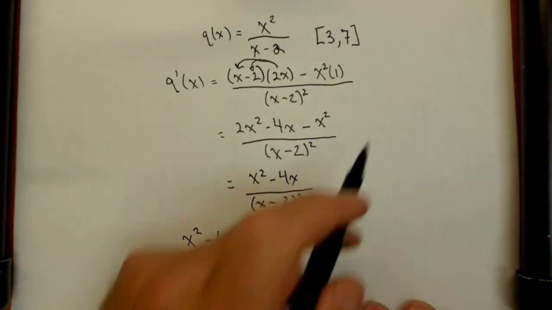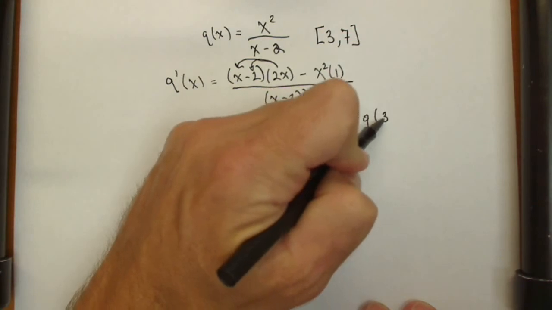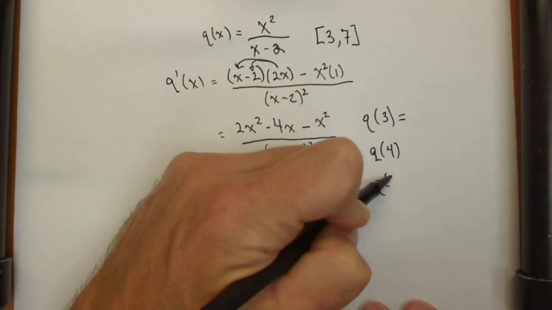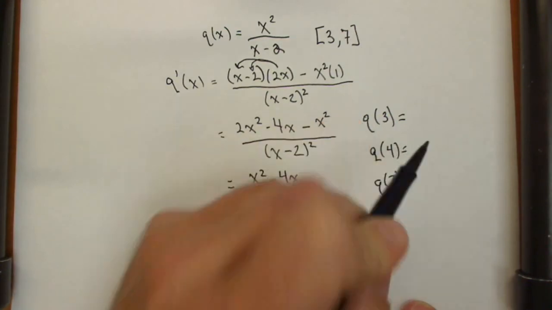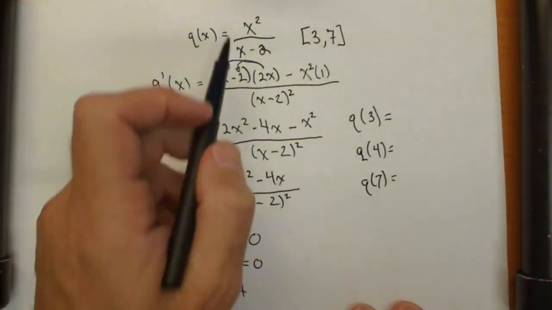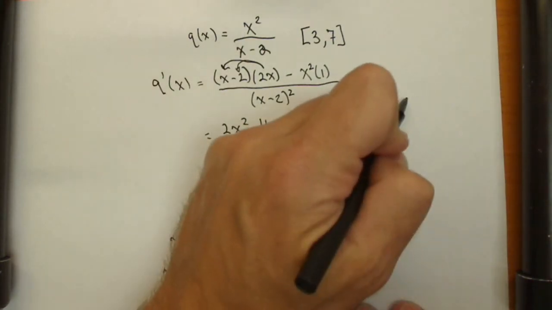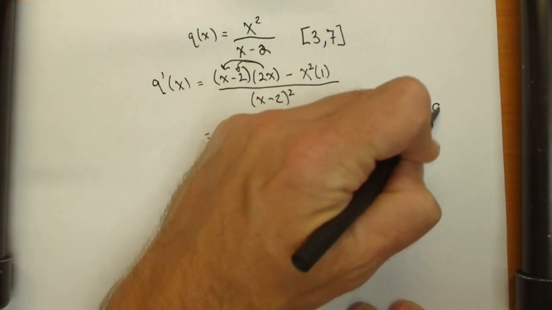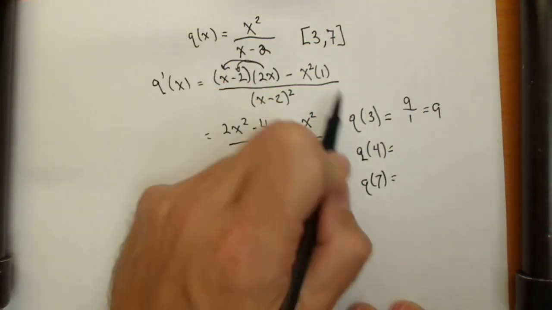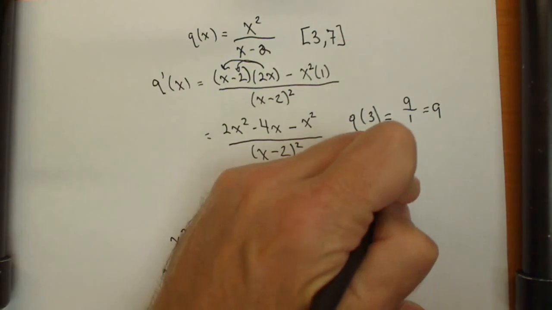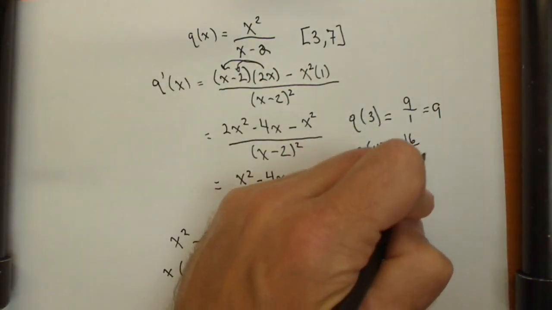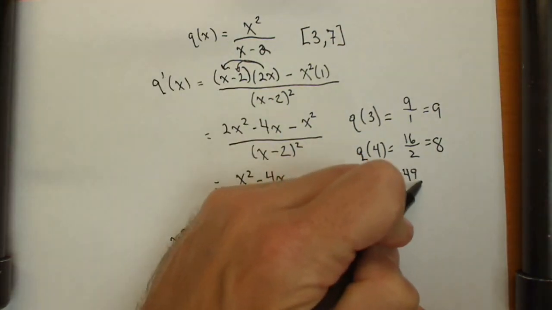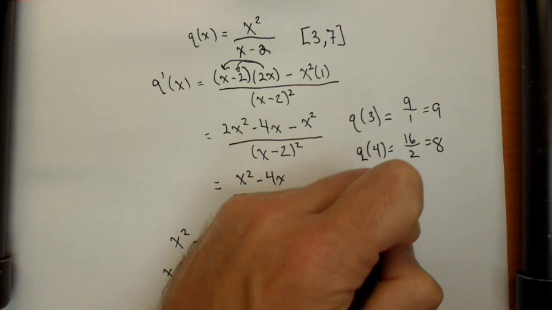So we need to calculate q of 3, q of 4, and q of 7 to find our max and min. Q of 3, we're going to have 3 squared, or 9, over 3 minus 2, which is 1, so it comes out to be 9. Q of 4, we're going to have 16 over 4 minus 2, which is 2, or 8. Q of 7, we're going to have 49 over 7 minus 2, which is 5.